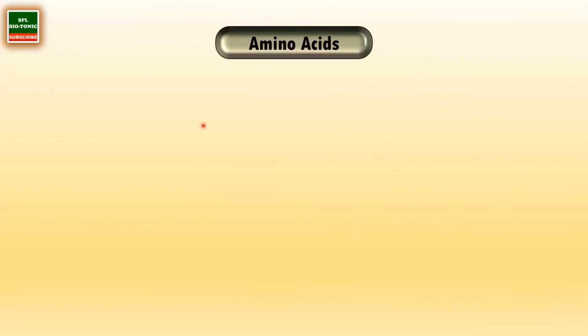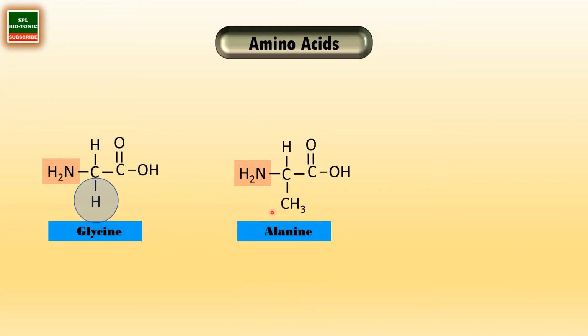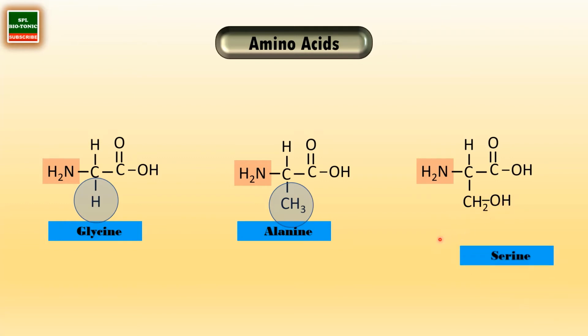Now students, these are some of the examples of amino acids. If you replace the R group with hydrogen, it is the simplest amino acid called glycine. If you replace the R group with a methyl group, it is called alanine. And if you replace the R group with CH2OH, which can be methyl alcohol, it is called serine. So these are different examples of amino acids.